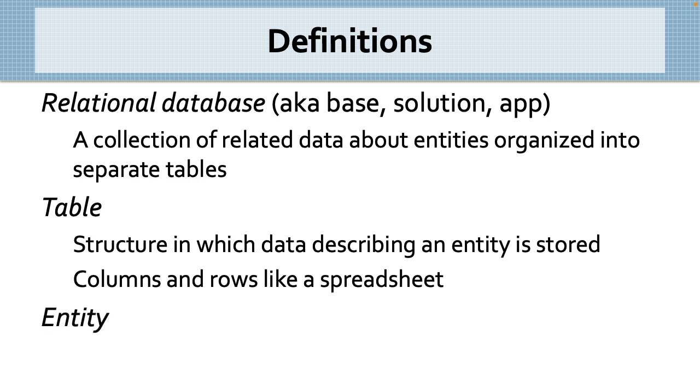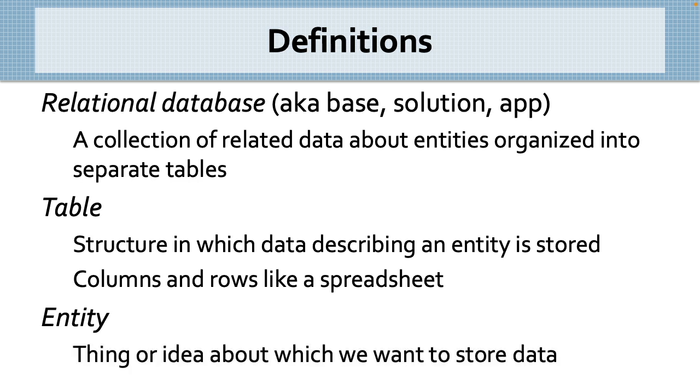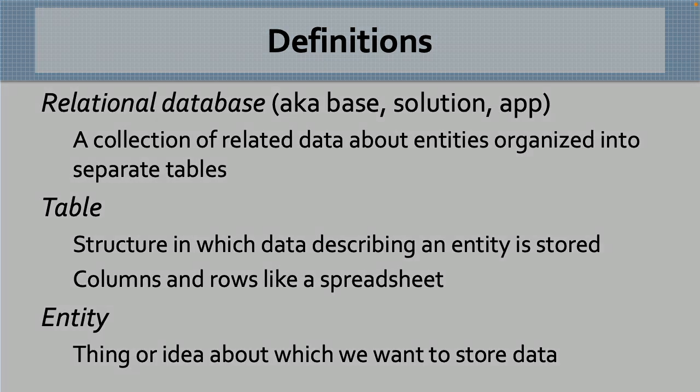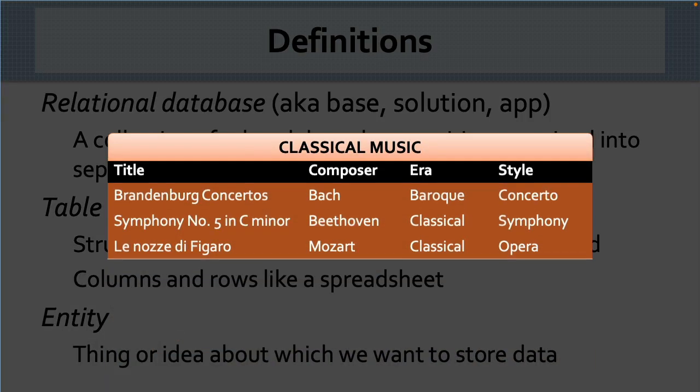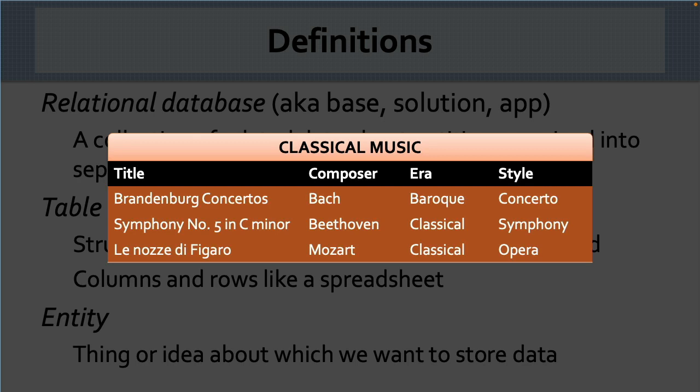An entity is a thing or idea about which we want to store data. As an example, a table storing data about the entity classical music compositions might be structured like this. Note that in a relational database system, we create one table per entity. Why not just store everything in one big list, you might ask? Why use multiple tables? I'm so glad you asked.